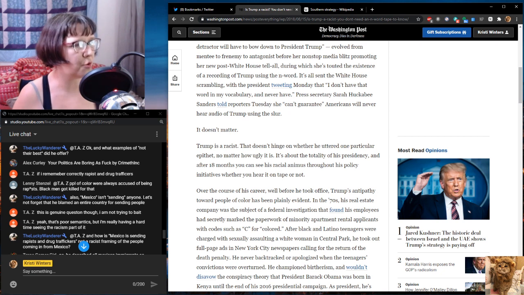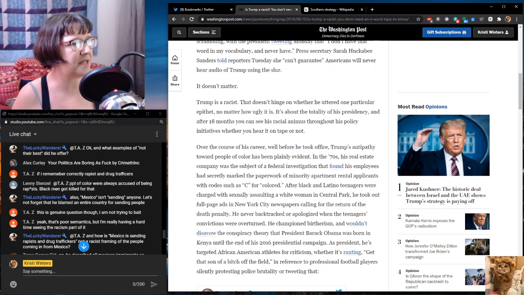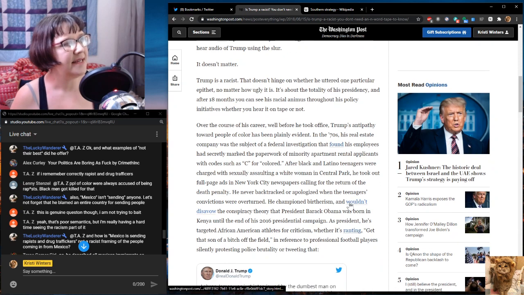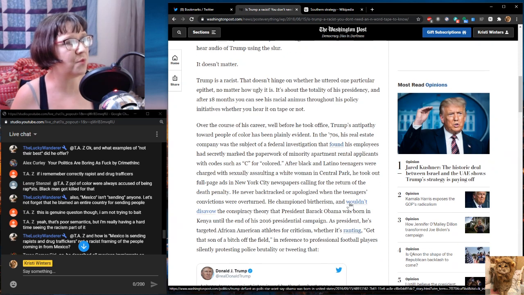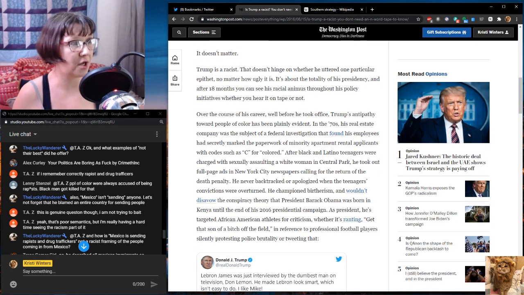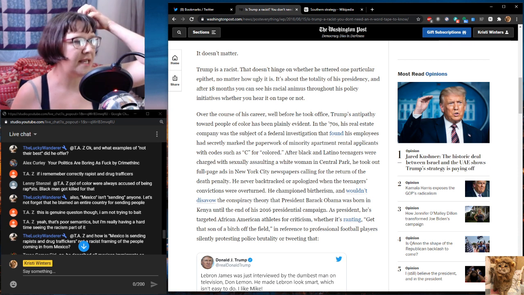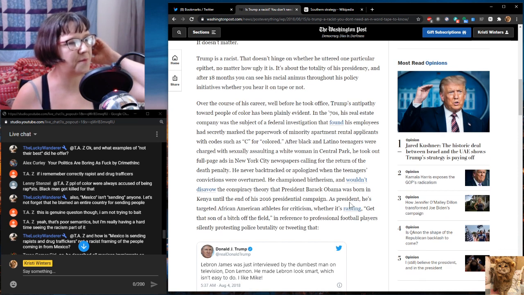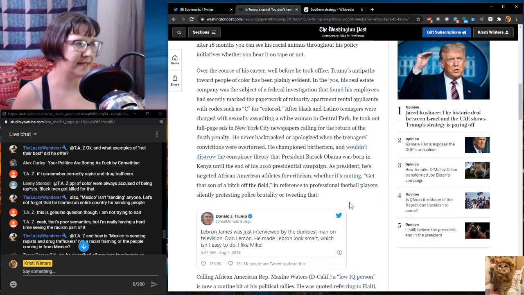Over the course of his career, well before he took office, Trump's antipathy towards people of color has been plainly evident. In the 1970s, his real estate company was subject to a federal investigation that found his employees had secretly marked the paperwork of minority apartment rental applicants with codes such as C for colored. After Black and Latino teenagers were charged with sexually assaulting a white woman, he took out full-page ads in the New York City newspapers calling for the return of the death penalty. He never backtracked or apologized when those convictions were overturned. He championed birtherism, and he is again.